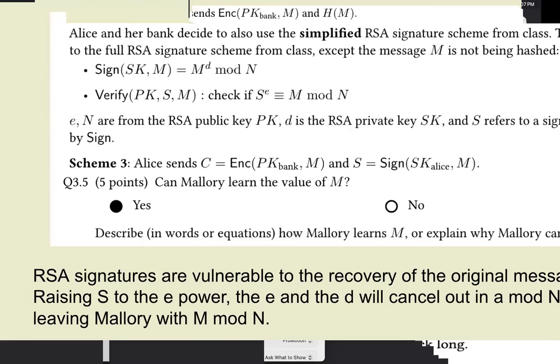And why can't Mallory just assign an S prime of her choice? She can. She chooses an S prime, but that doesn't mean she can choose the corresponding message. Oh, I see. So Mallory can choose anything, it's just that what it results in she doesn't necessarily know. She can choose any signature she wants. Yeah.